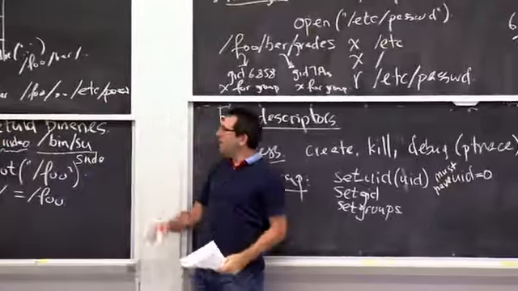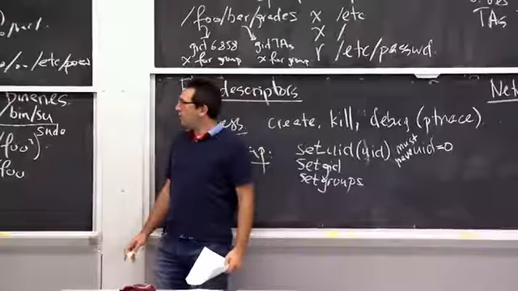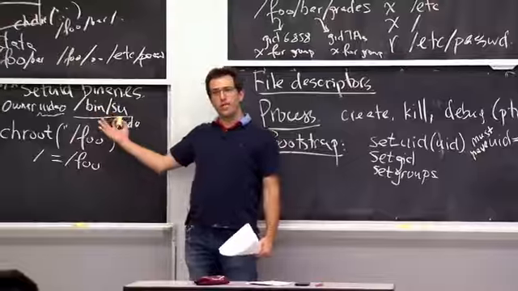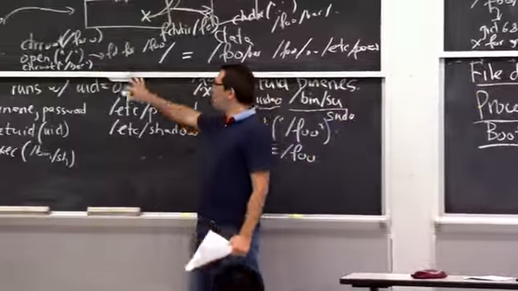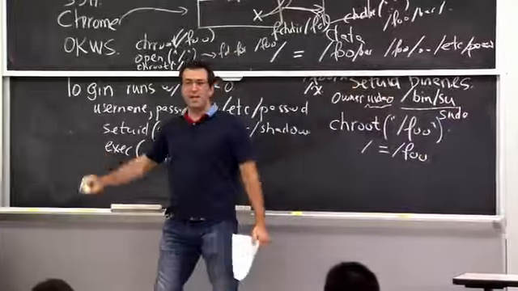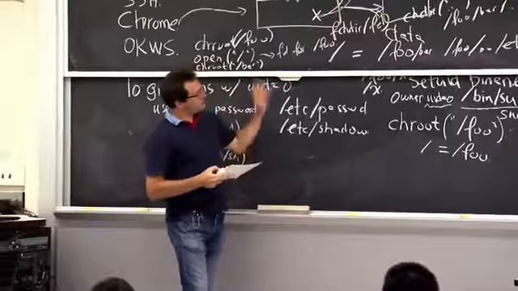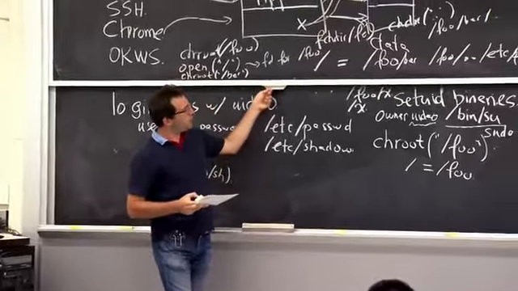And partly as a result, in Unix, only the root user can invoke chroot, because otherwise chroot would be fairly pointless in some ways. So in Unix, you basically have to have UID 0 in order to chroot a process.